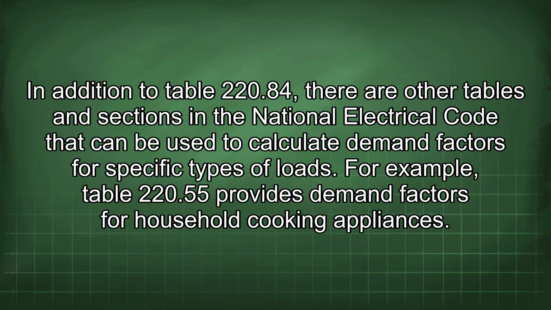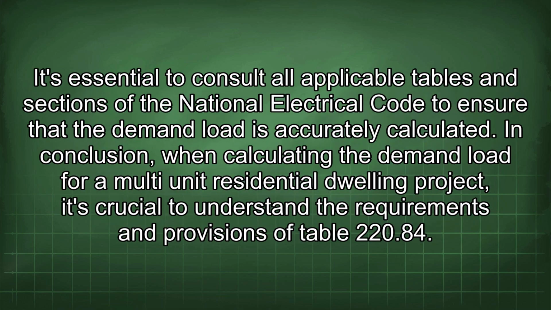In addition to table 220.84, there are other tables and sections in the National Electrical Code that can be used to calculate demand factors for specific types of loads. For example, table 220.55 provides demand factors for household cooking appliances. It's essential to consult all applicable tables and sections of the National Electrical Code to ensure that the demand load is accurately calculated.